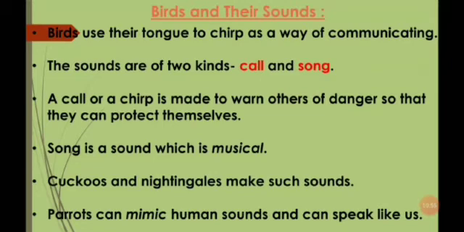Parrots have a very unique feature of mimicry, means they can copy the human sounds and can also speak like us. But the woodpecker, instead of singing, drums its beak against a tree, so other woodpeckers can identify by the sound of the drumming which bird it is.